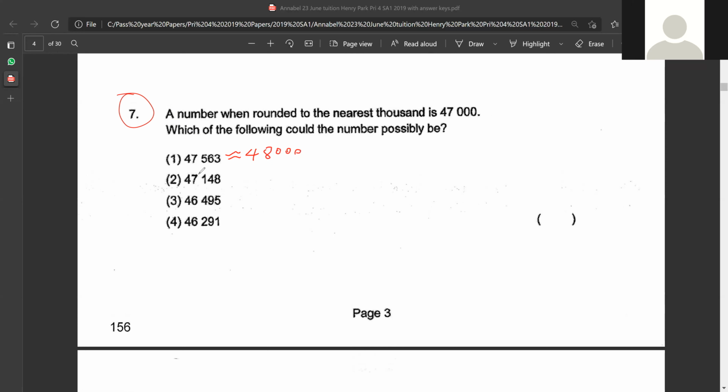48,000. You need to understand why this is 48,000. Do you understand why this is 48,000? Yes, because of this 5 here. So this one, rounded off to the nearest thousand, is only 47,000. So the answer is number 2. This one rounded off to the nearest thousand is 46,000. Same thing, this one also 46,000. So the answer is number 2. Okay?